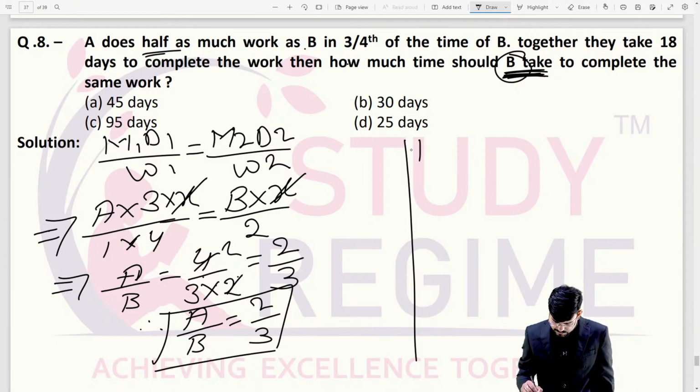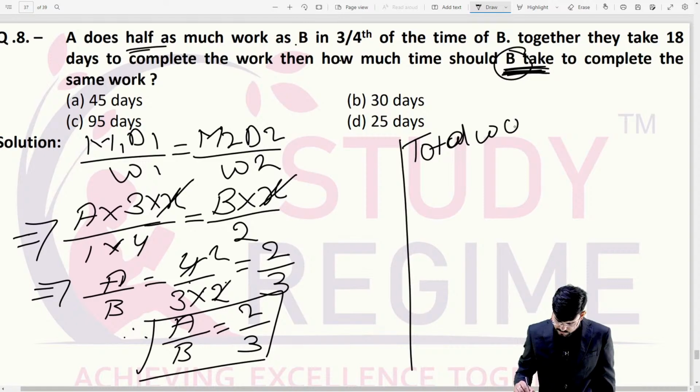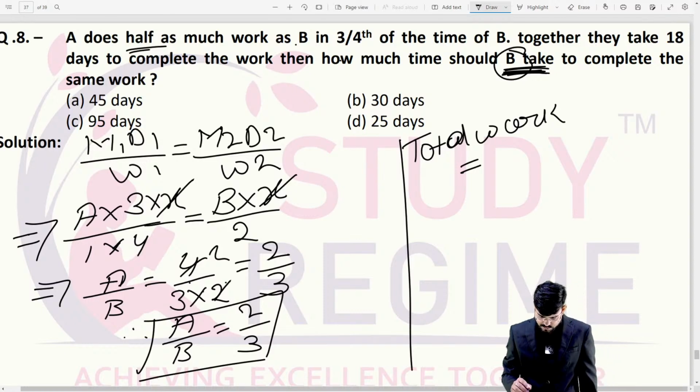Now you will find the total work. Total work. Two plus 3 into 18.